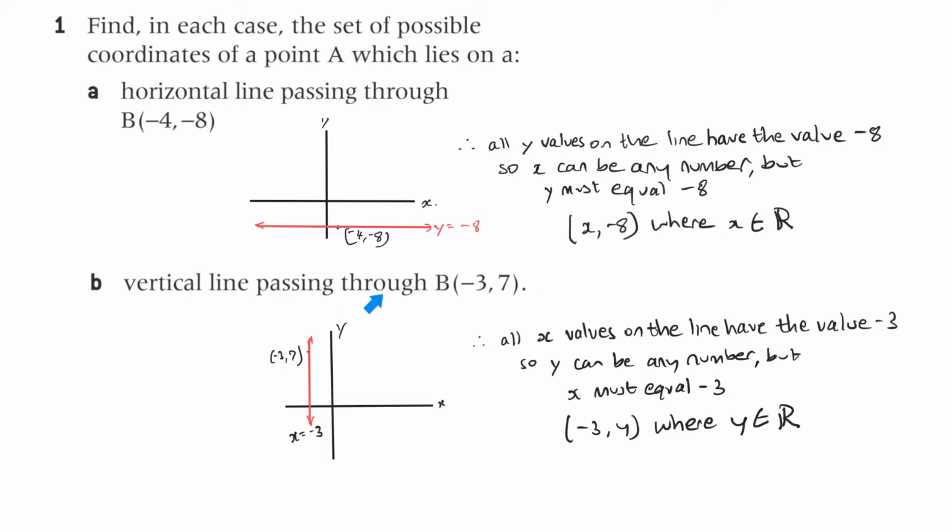Now, this time it's a vertical line passing through this point B, which is (-3, 7). So we plot that. (-3, 7) is here, and this is the line. Now again, that is parallel to the y-axis, but the actual line is x equals -3. All right? So that means all along that line, x has only one value, and that's -3. So we can set that in there straight away. What is changing is the y values. Now y can be any number. So we can represent that as (-3, y), where y is an element of the real number set.